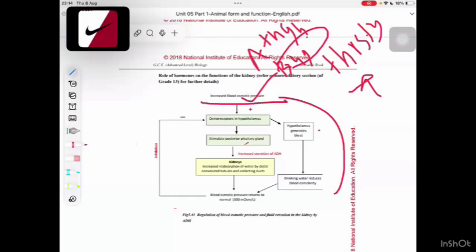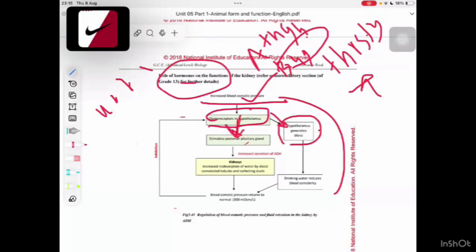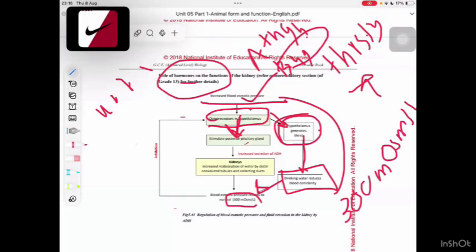So when the blood osmotic pressure is increased, the hypothalamus, which you will learn about in unit 5, where the explanation is also given clearly. After that, you can read the second book, the grade 13 book. Osmoreceptors in the hypothalamus detect it, and then it can have two functions. The hypothalamus can generate thirst, and then you drink water to reduce the osmolarity, and it brings your blood osmotic pressure to normal. What is the normal pressure? 300 milliosmol per liter.